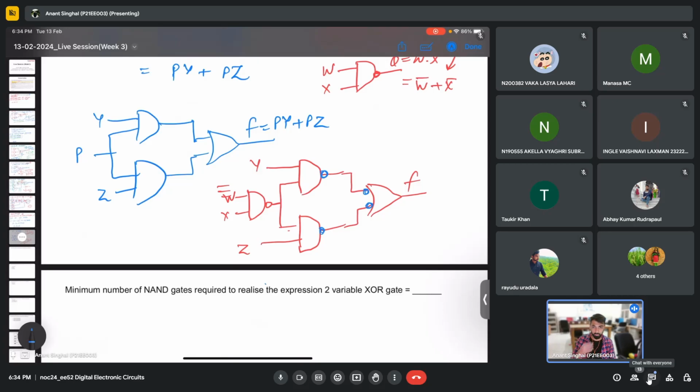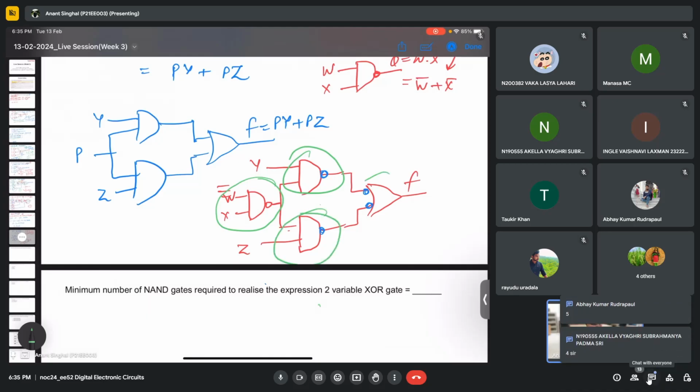So what will be the answer? Anyone? Is there any doubt in this particular circuit that I have made? Why 5? It is 1, 2, 3, 4.